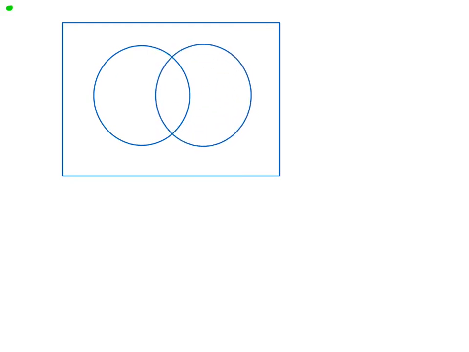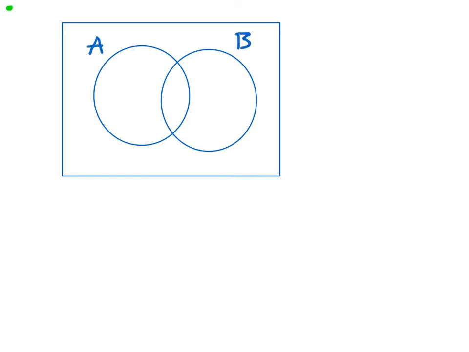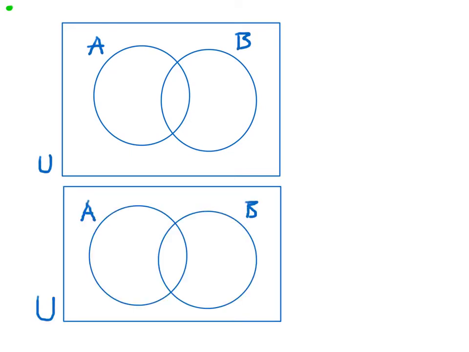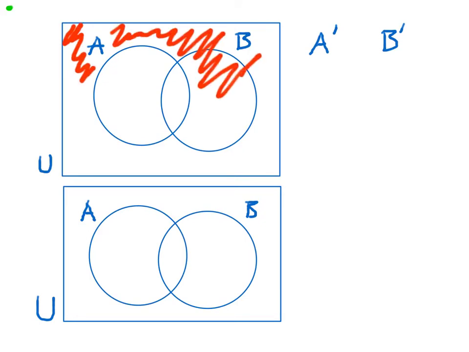Now let's consider another Venn diagram. This time I'm going to draw two circles to represent two sets. So we have set A and we have set B, and we have the universal set. I'm going to redraw this Venn diagram so we can compare two scenarios. Voila. Now in the first diagram, I want to consider the complement of A and then the complement of B. So first I'm going to shade the region that is the complement of A.